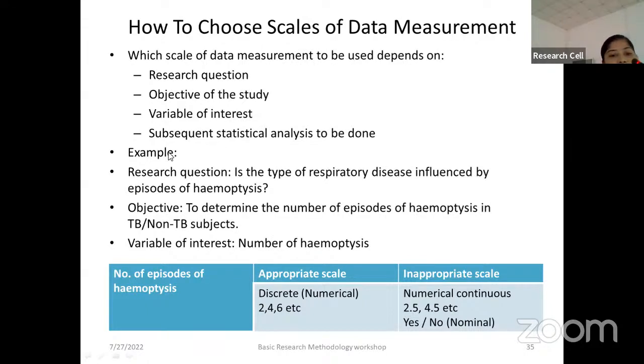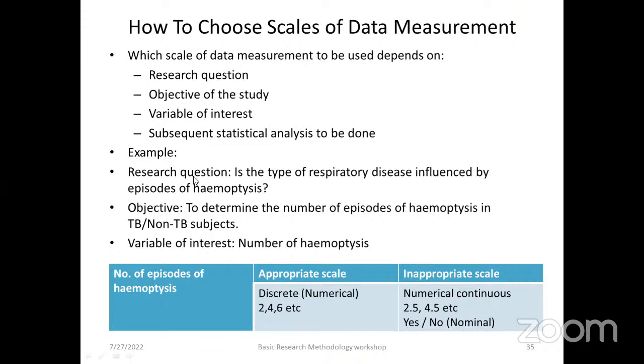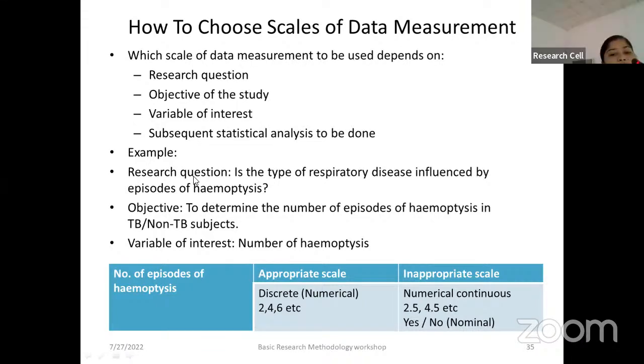Okay, for example, suppose we have a research question: is the type of respiratory disease influenced by episodes of hemoptysis? Okay, so here the variable of interest would be the number of episodes of hemoptysis. So the appropriate scale would be discrete numbers. That is the earlier example we have seen, like 2 episodes, 4 episodes, 6 episodes. That would be more correct.